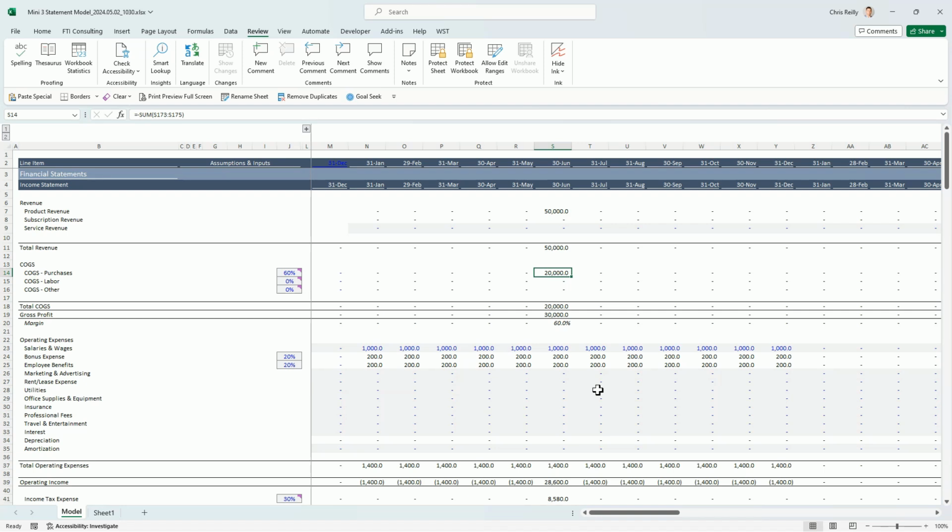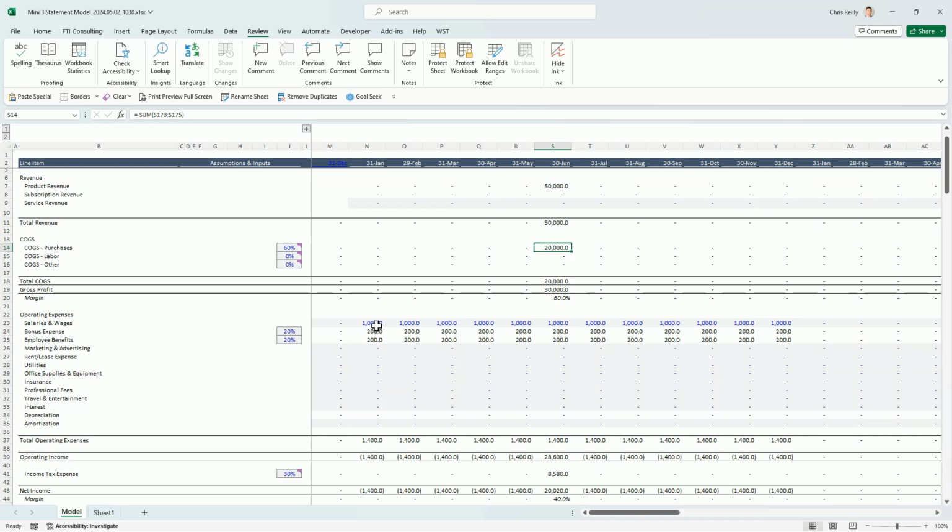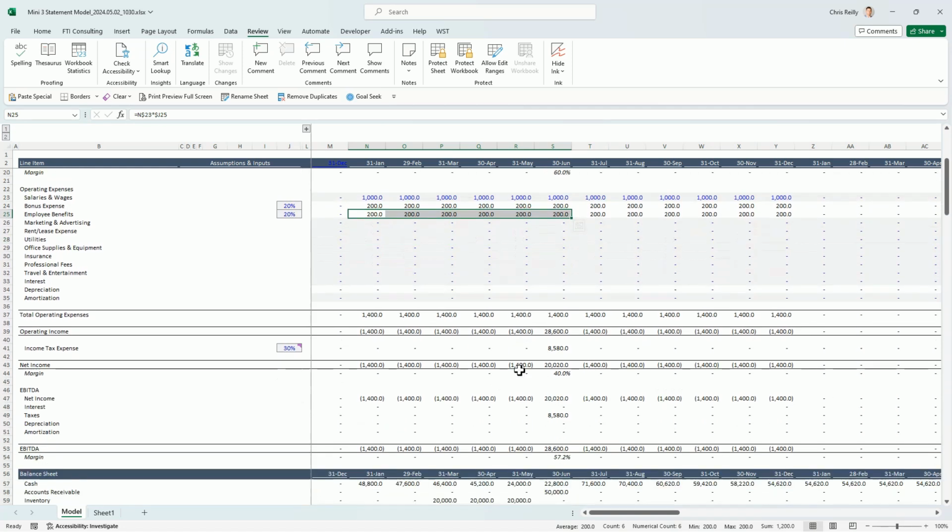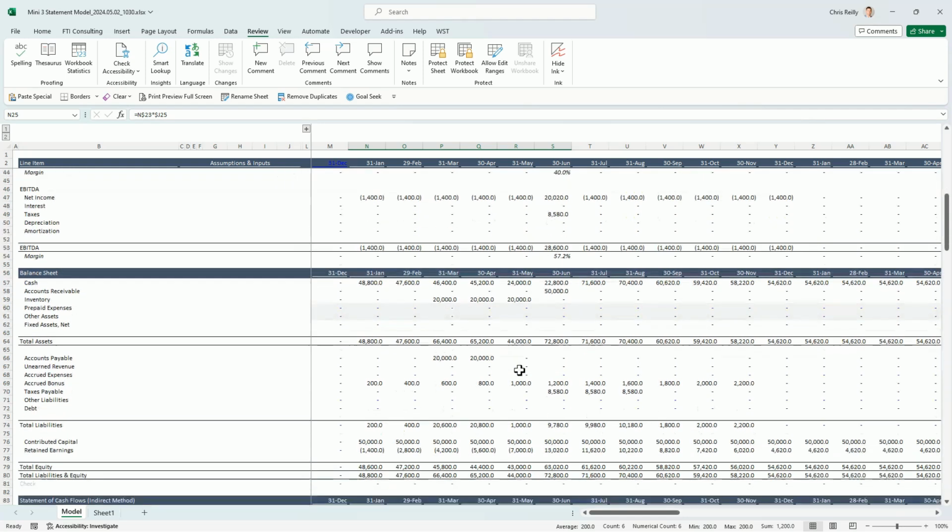So this is a very basic three-statement model that only has three cash flows. One is they are paying their people. We've got some salary and wages, as well as a bonus accrual, and then taxes and benefits. So that's one cash flow out the door to pay the people that work there. And then there was a $50,000 investment in the company right here through the form of contributed capital. And then the final thing was a $20,000 inventory purchase. So those are the only three things that this company has done.